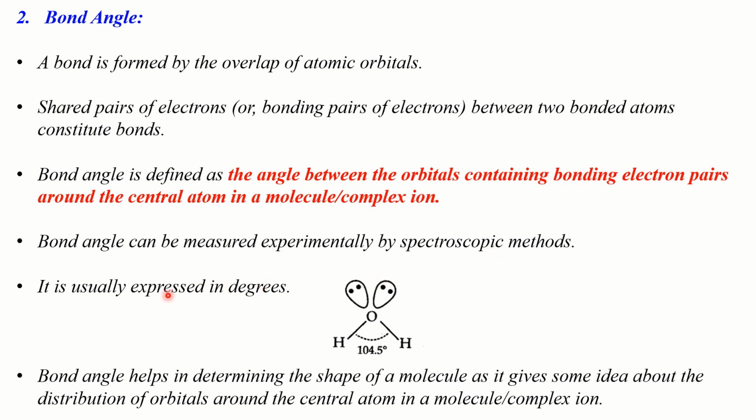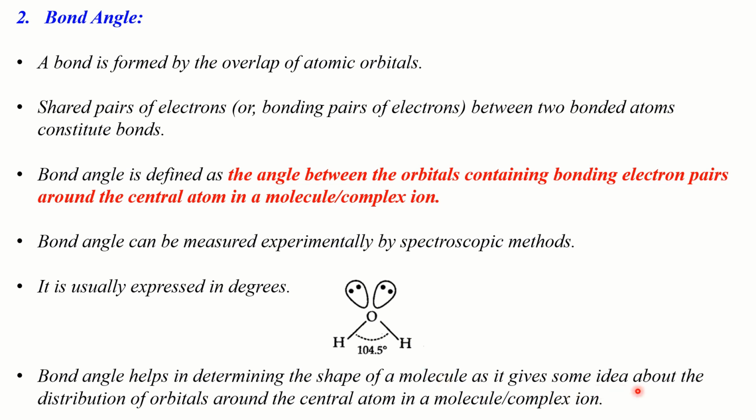Bond angle is usually expressed in degrees. Okay, now look at the water molecule. It has a bent shape, right? The bond angle of the water molecule is 104.5 degrees. Okay, it is the bond angle that helps in determining the shape of a molecule.